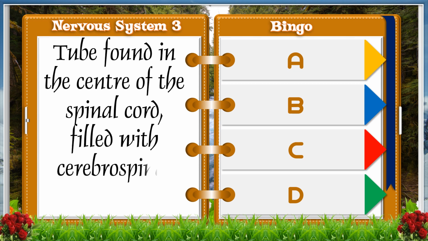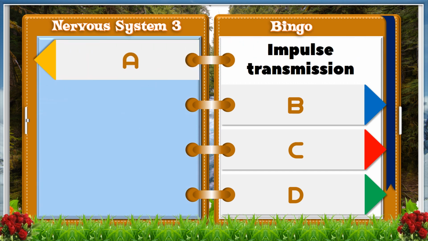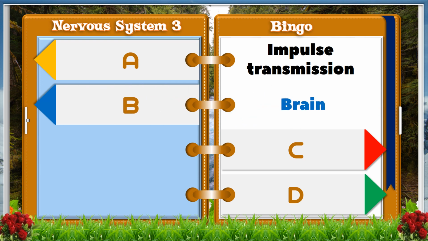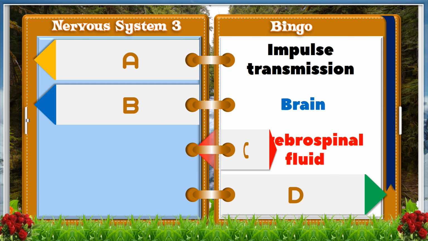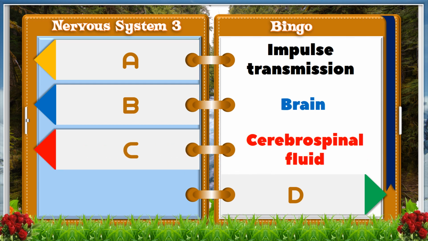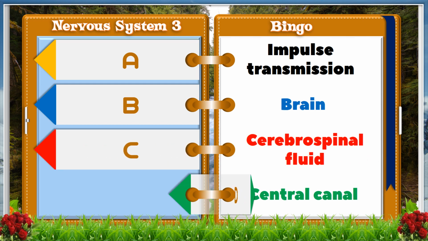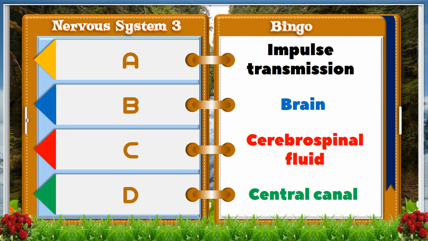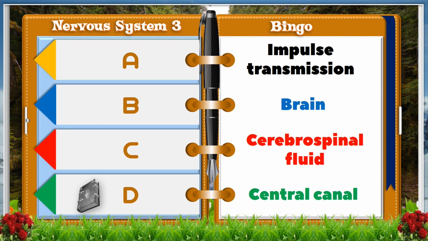Tube found in the center of the spinal cord, filled with cerebrospinal fluid. A. Impulse transmission. B. Brain. C. Cerebrospinal fluid. D. Central canal. And the answer is D. Central canal.